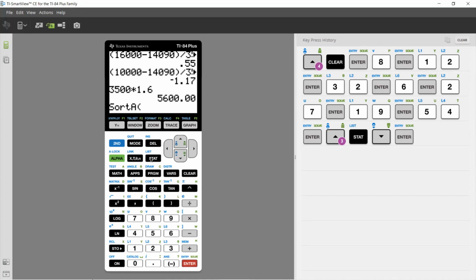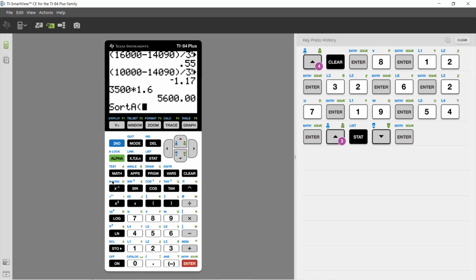Now, we were in list one. Anything that's in blue, in my case, it's blue. Your faceplate color may be different, so yours may be orange or green or something. But above the number one, you should see something that says L1.